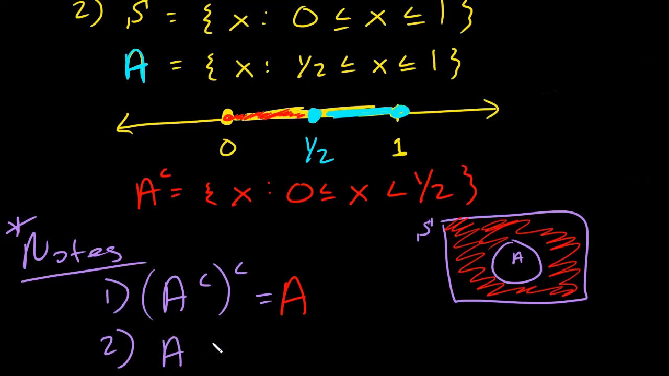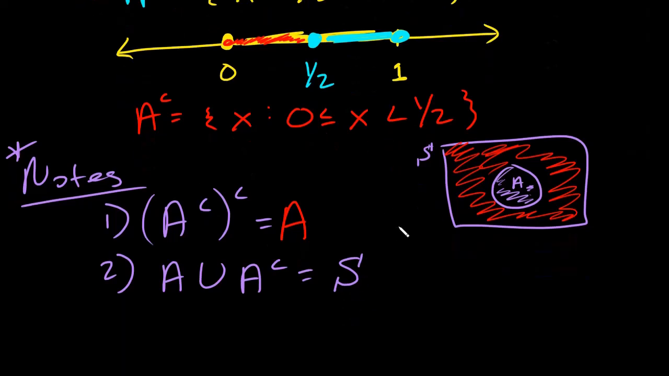Also, A union A complement. Remember, union means or. So A or A complement. If we are part of A or A complement, that's basically this purple area and the red area, then that's going to be our entire sample space. Number 3, the complement of the null set. The null set is nothing. So the complement of nothing is everything. That's also the sample space.